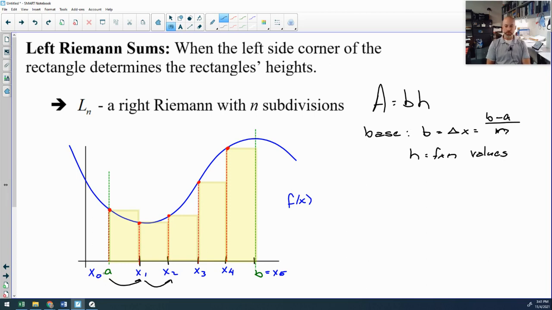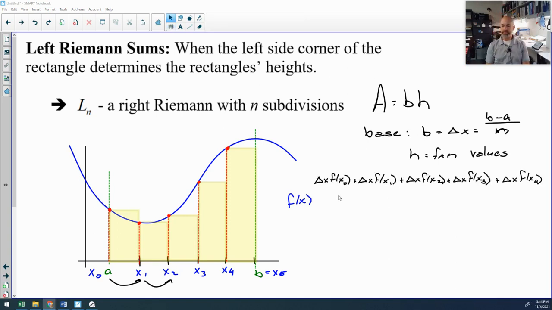And then to find the actual area, each rectangle would have a base of delta x and a height. My first rectangle is my y coordinate at that very first x value, which I'm going to call x sub 0. So delta x times f of x sub 0. My next one is delta x times f of x sub 1. And I'm going to pause the recording and finish all the rest of these and come back and show you what we can do with this expression.